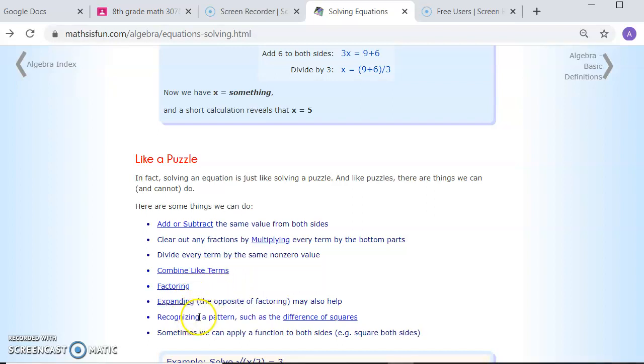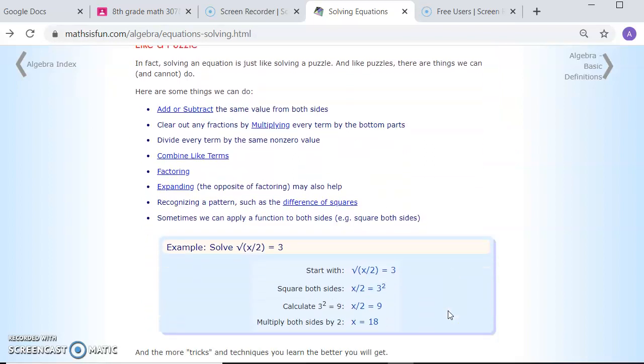Sometimes you have to do expanding, which is the opposite of factoring, may also help. Recognizing patterns such as the difference of squares, and sometimes we can apply a function to both sides, like square both sides to get the problem. Okay, so these are some of the rules that you should be familiar with.